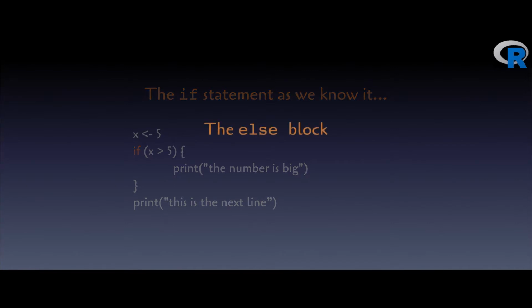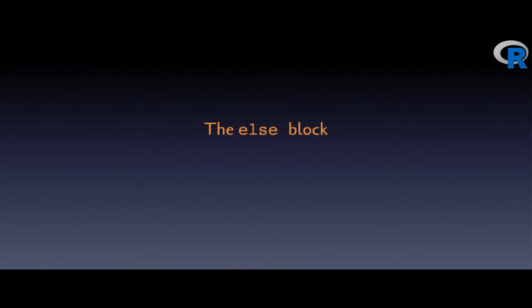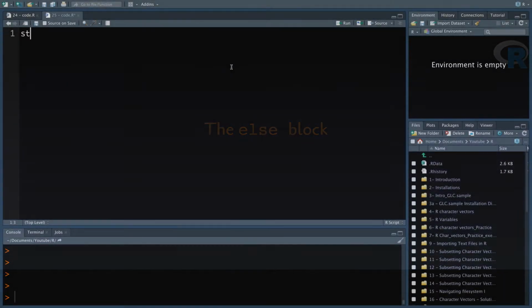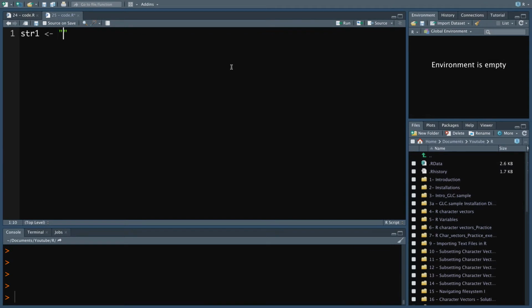In that case, R, as any other programming language, includes another keyword, the keyword else. Else follows the first block of code after if and introduces a second block of code with curly braces. This second block of code is executed only if the first condition after if is false. Suppose the value of str1 is John and not Alex.